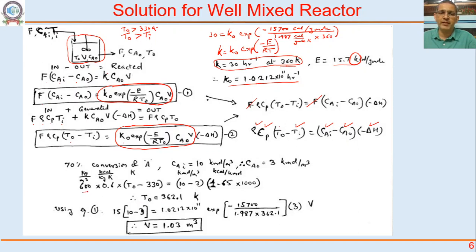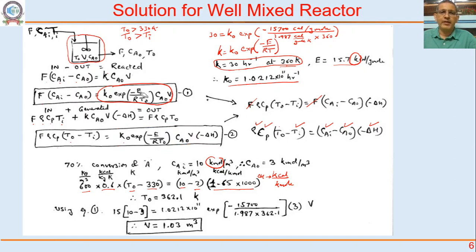You just simplify: 600 rho Cp 0.6, T naught what we want to find out, 330 is the inlet temperature, 10 minus 3 (Cai minus Ca out), 1.65 into 1000. So this is 1.65. Delta H is kilocalories per gram mole and Ca is in kilomoles. Take care of units. So we want it in terms of kilocalories per kilomole for delta H. Right? So it is 1.65 into 1000.